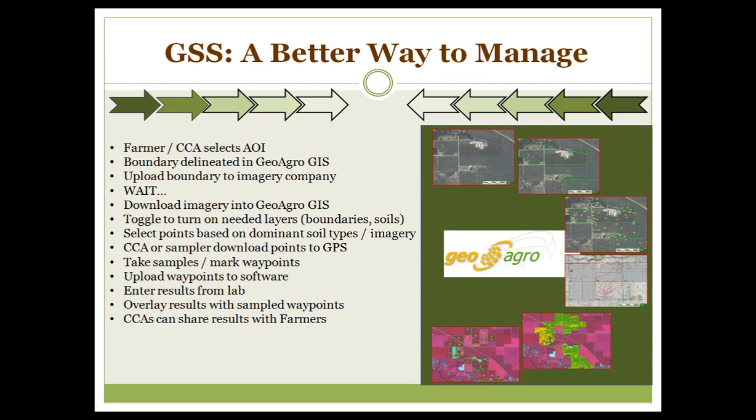The CCA or sampler can actually download those points themselves. They can also help select points. Right now I sit in an office with an aerial image. A lot of those fields I have never walked. Now a CCA who has walked that field and is familiar with me can help educate me on where to select points, or can actually select the points themselves. They can take the samples, upload them back into the software, enter the results from the lab, or the lab can enter it directly. We can overlay that, and then we're done, and we're ready to share results with farmers. So there are a lot of things that could be streamlined through this process.